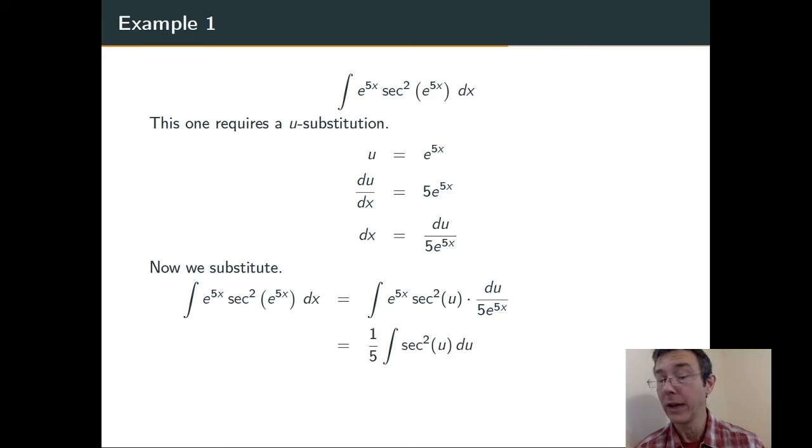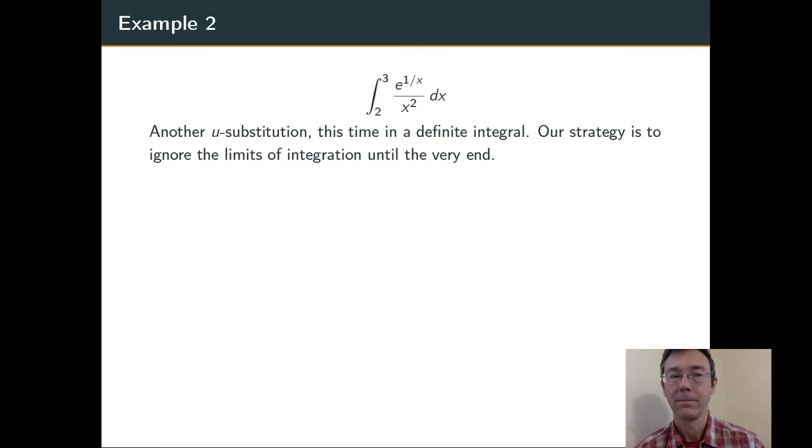There's some cancellation now. I factor out the 1/5. I have 1/5 integral of secant squared u du. Now we're happy. We have an anti-differentiation formula for secant squared of u. We know that the derivative of tangent u is secant squared u. So the antiderivative of secant squared u is tangent u. Finally, let's take out the u and put back in the function of x that it's equal to. Our final answer is 1/5 tangent of e to the 5x plus c.